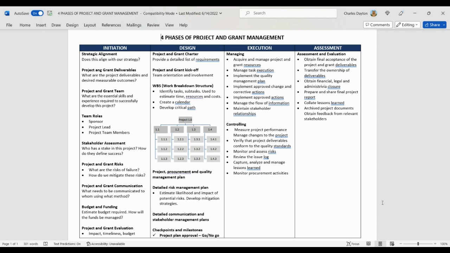So this is the 4 phases of project management for tribal programs and departments.